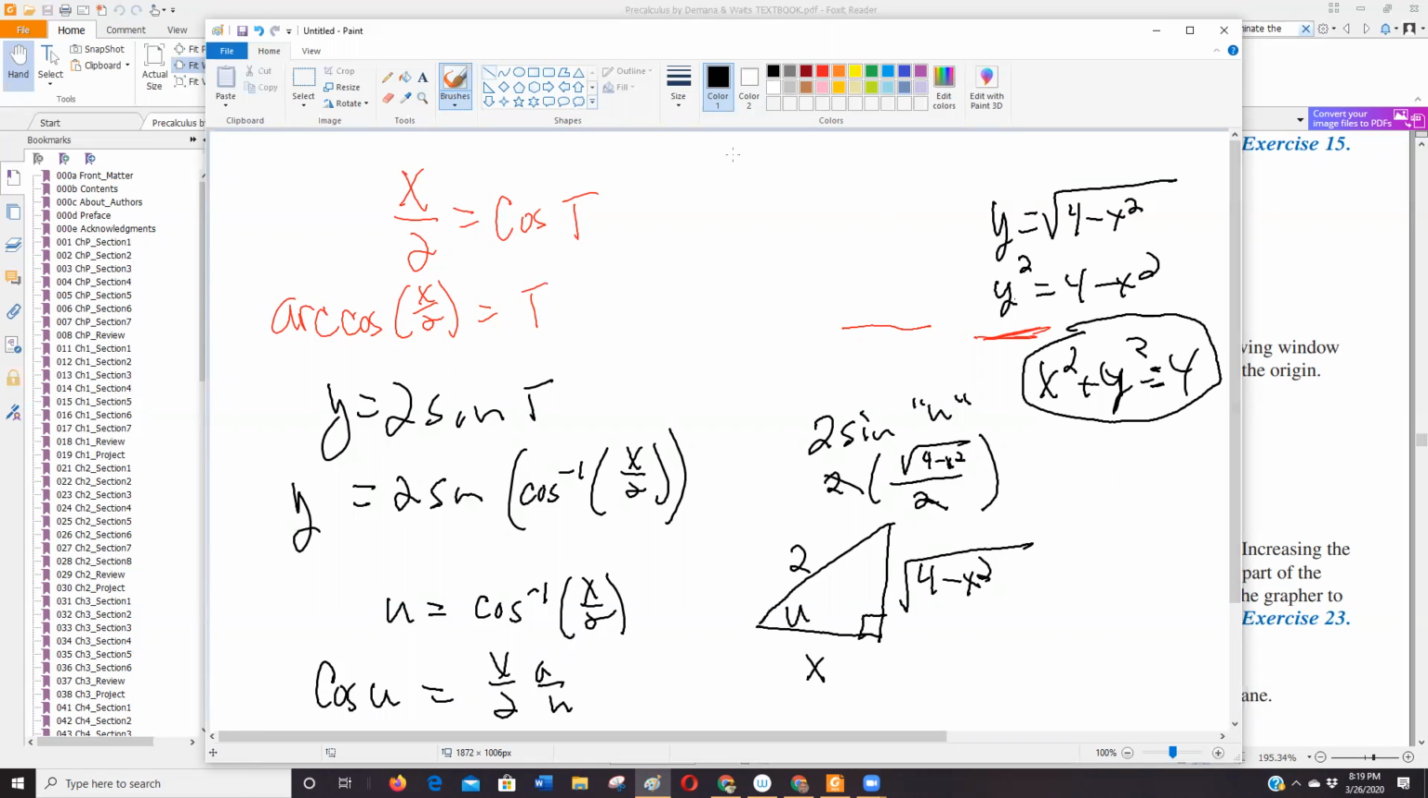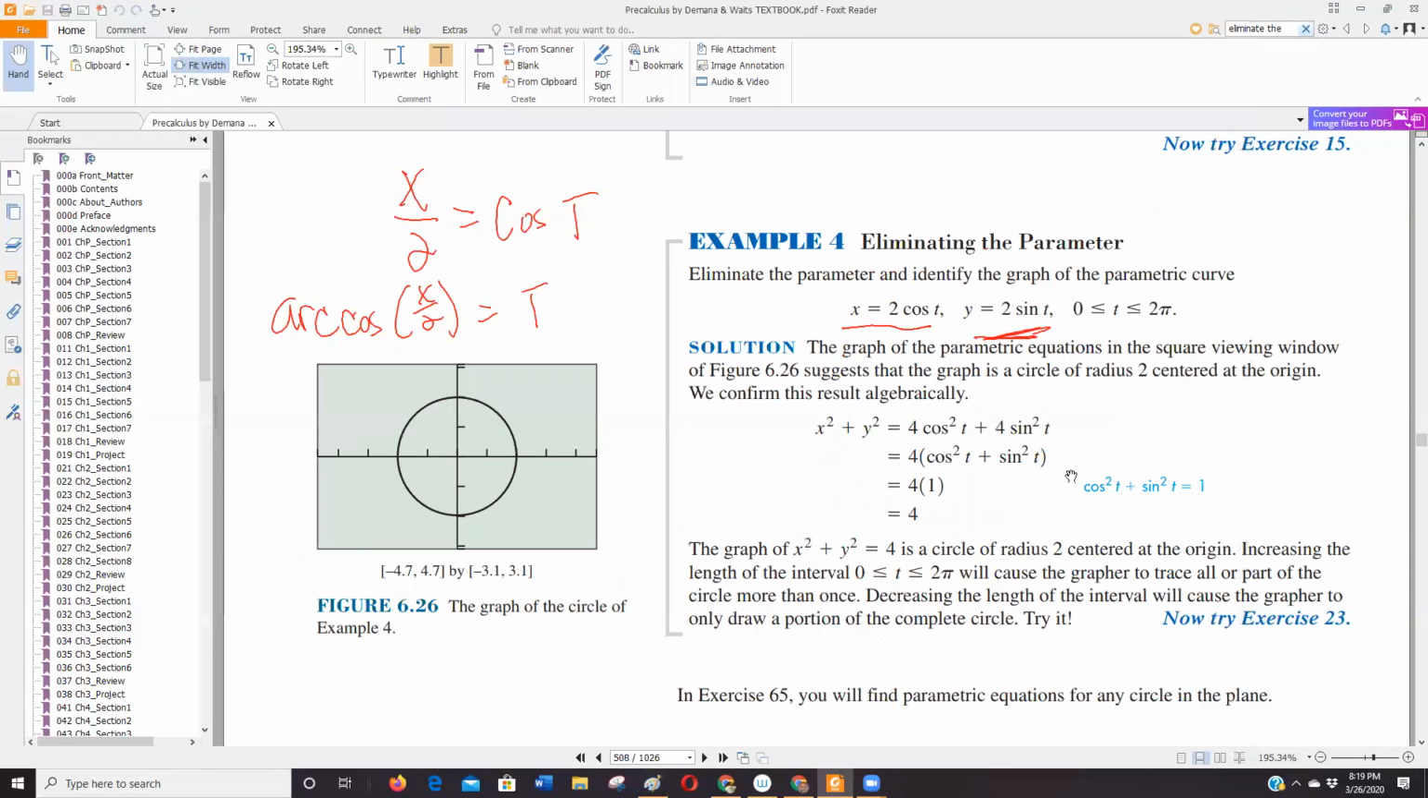Let me come back to the textbook so you can take a look. That's what they came up with here. It says x squared plus y squared equals 4. So they did it with this graphical magic, and there's nothing wrong with doing that. That's fine. But you can also do it algebraically with what you already know.